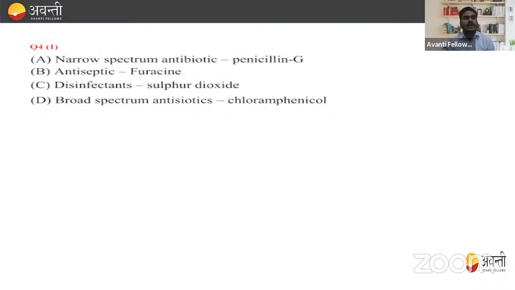Okay. So here the correct option is A, that is the narrow spectrum antibiotic. Example is penicillin. We already discussed, right? And the antiseptic is furacin. Example of antiseptic is furacin.